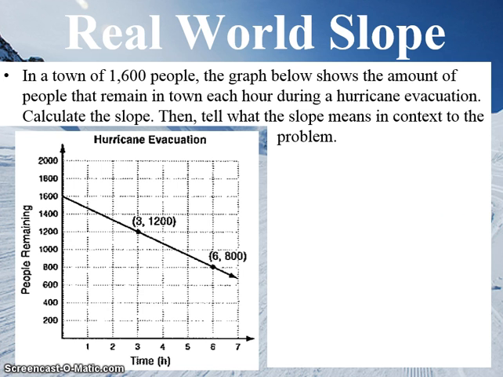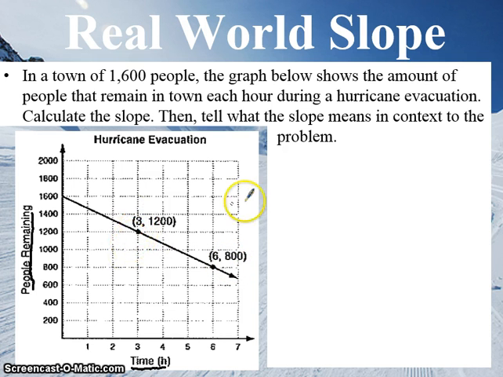Now, let's look at one real-world situation, and then we're going to tell what the slope means in context of the problem. So it says, in a town of 1,600 people, the graph below shows the amount of people that remain in town each hour during a hurricane evacuation. Calculate the slope and tell what the slope means in context of the problem. So this graph is describing how many people remain in terms of how many hours have passed. And you can see that we have 2 points on the graph. After 3 hours, there were still 1,200 people, but after 6 hours, there were only 800 people.